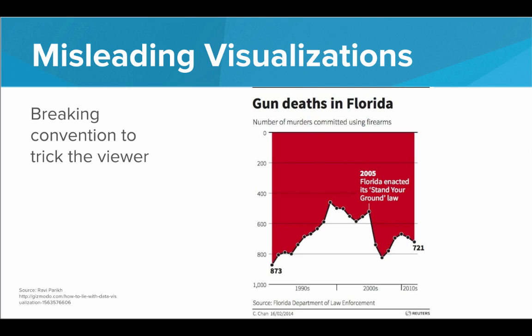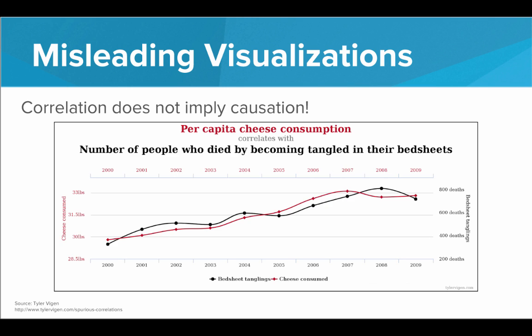Can you spot the breaking convention here? So in this graph, it looks like the Florida Stand Your Ground law actually decreased gun deaths in Florida. But if you look, the y-axis is upside down. The 0 is at the top. So the stand your ground law actually appears to have increased gun deaths in Florida. But if this image gets shared around on Facebook a million times, a million people might think the opposite. So this is ways that misleading visualizations can dispel incorrect information.